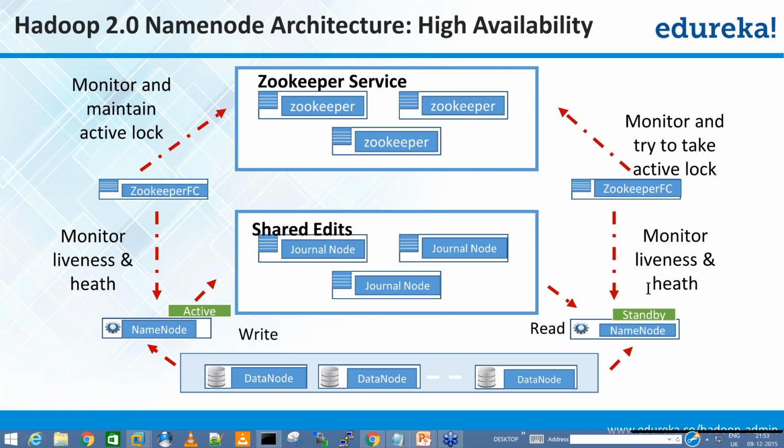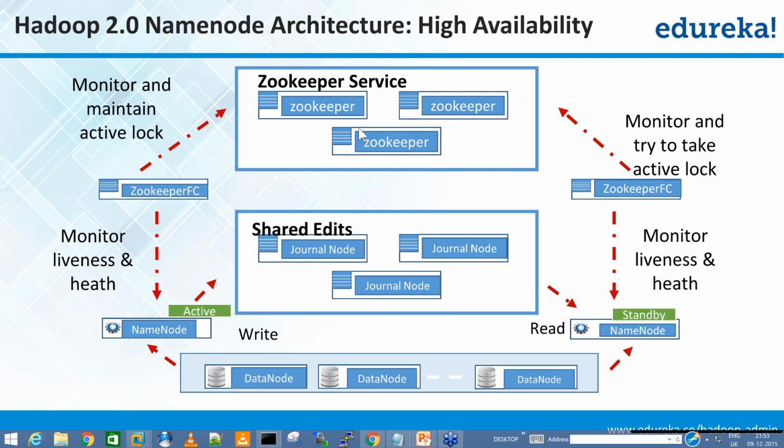So in this case, what is happening here is the ZooKeeper failover controller is trying to control that failover part. It is controlling that failover, which will monitor and maintain the active lock in the ZooKeeper service. You can have one ZooKeeper, two ZooKeepers, or three ZooKeepers, but generally we keep three ZooKeeper services.